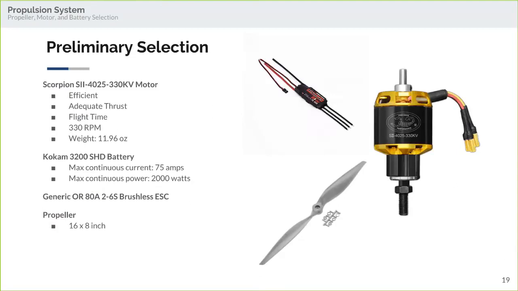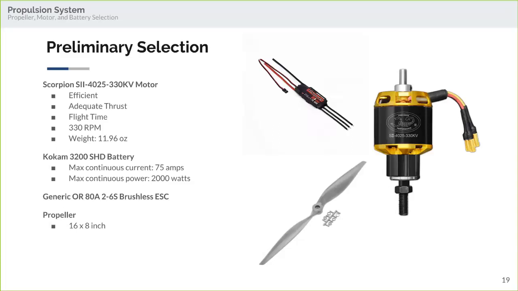So for our preliminary selection, we went with the Scorpion S2. Obviously, it's the more efficient one. It's got adequate thrust to get our drone into the air. The flight time is great, the RPM per volt constant is 330, and it weighs less than a pound. Again, going back to that weight, just being as light as possible so we can still get into the air.